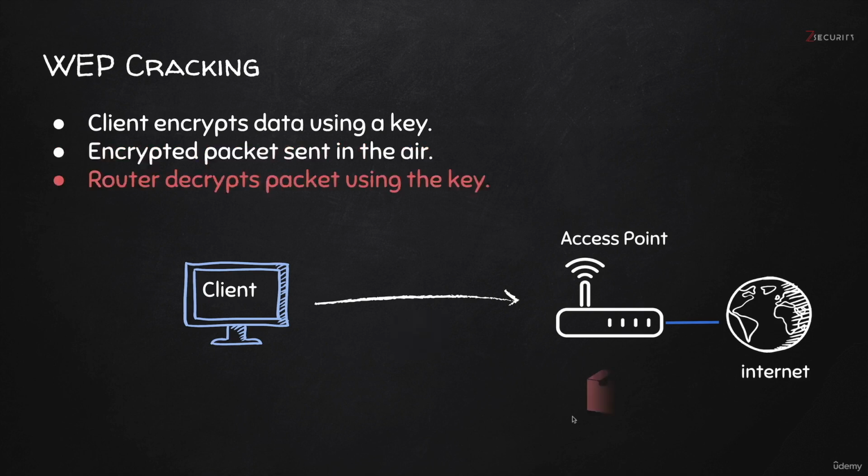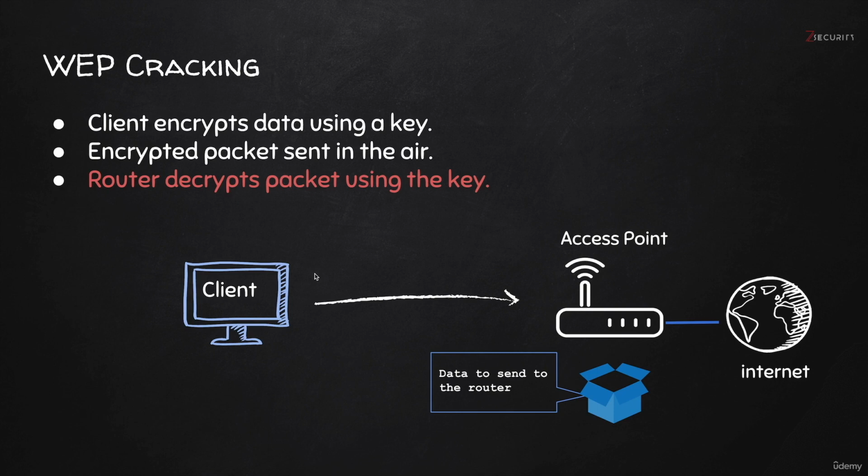The access point will receive this encrypted packet and it'll be able to transform it back to its original form because it has the key. Therefore, it'll actually be able to read the contents, which is data to send to the router. The same happens if the router wants to send something back to the client. It'll first encrypt it using a key, send it to the client. The client will be able to decrypt it because it has the key.